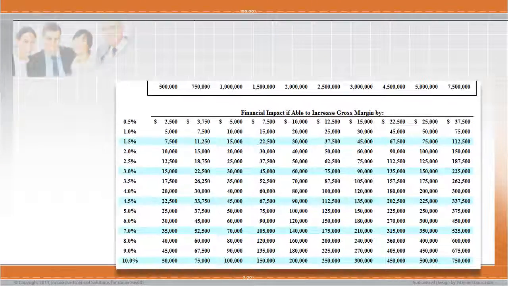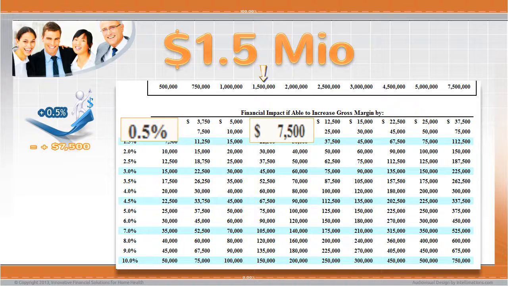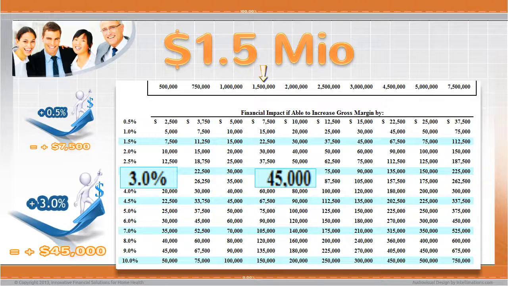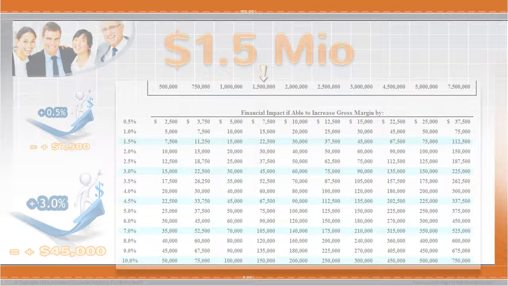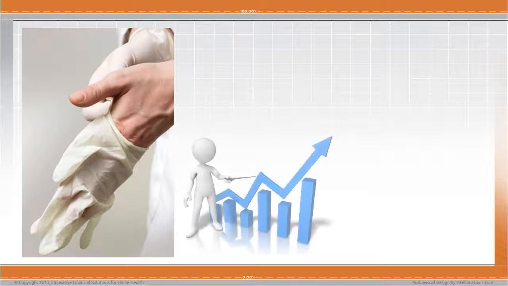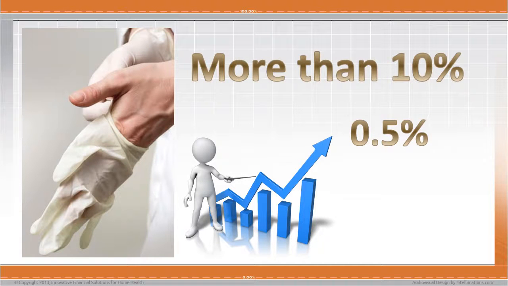For example, if your agency has annual revenues of $1.5 million, a 0.5% increase in your bottom line would equate to a pickup of $7,500. If it created a 3% increase in your bottom line, that would equate to a pickup of $45,000. Depending on your current operations, you could see an increase in your bottom line of somewhere between 0.5 and 10+%.